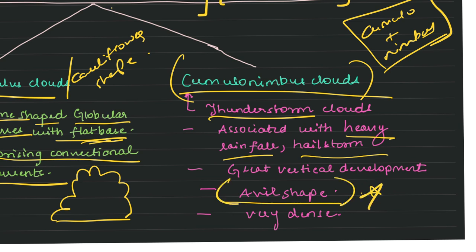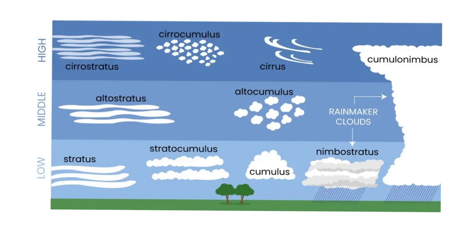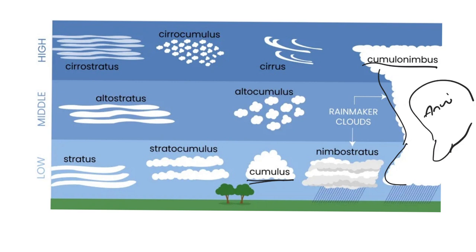This is important for your prelims, right? So anvil shape means like this, somewhere like this. I'll show you in the picture again. So anvil shape looks somewhere like this, right? And these are very dense. So if you can see, cumulus clouds are cauliflower in shape, and this is cumulonimbus. So the cloud is like this, it has an anvil shape, and that is what you call an anvil shape.